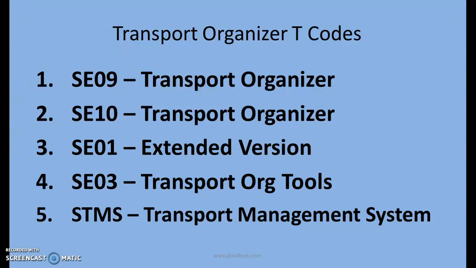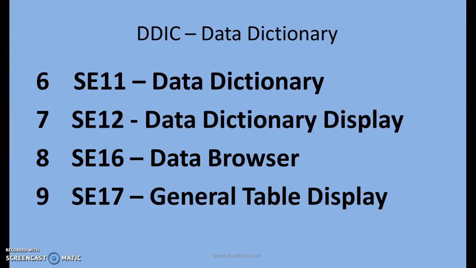SE01 is for the extended version of the transport organizer. SE03 is for organizing tools for a transport system. STMS is for transport management system. Data dictionary, we have the transaction code as SE11, and SE12 is data dictionary display. SE16 is data browser. SE17 is general table display.